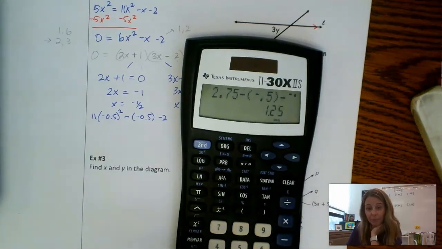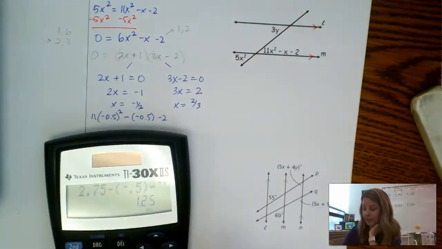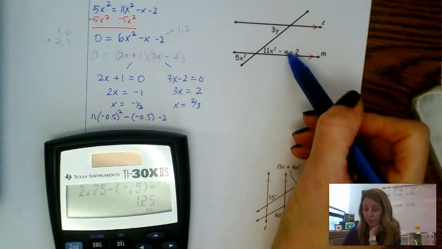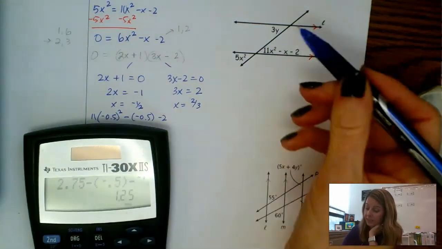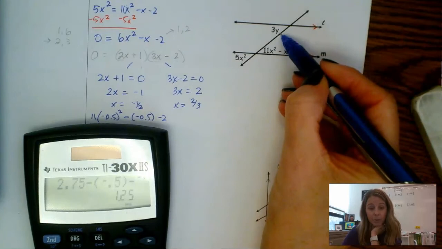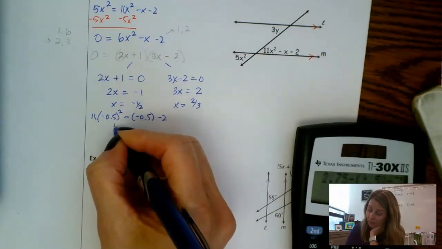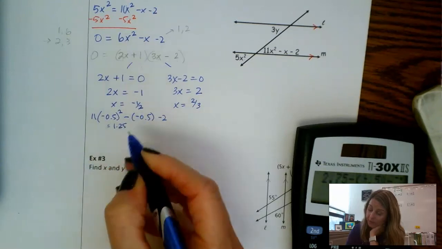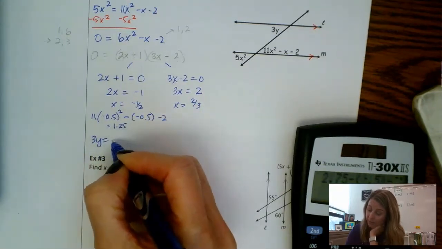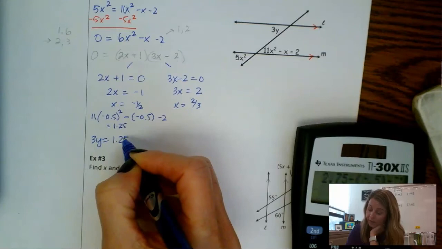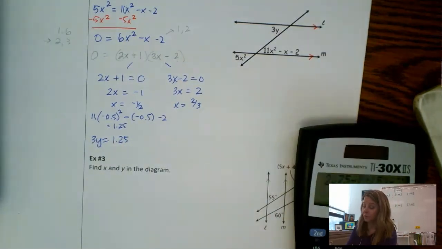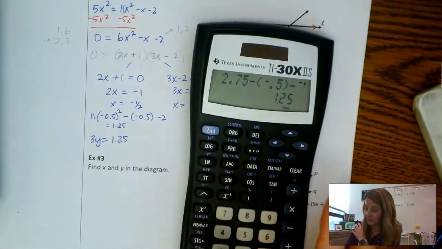So I could step through a little bit. Okay, that makes more sense. This should be a positive angle measure. So that means that this angle is also 1.25. So I'll put 1.25 here. Then I could say 3y has to equal 1.25, and now I can solve that for y. So let's just divide that by 3.